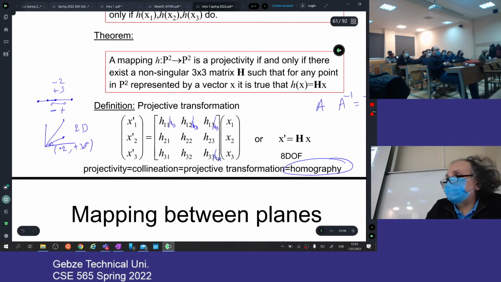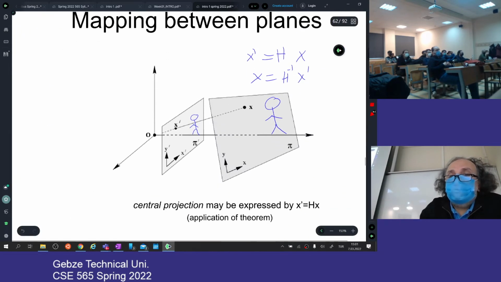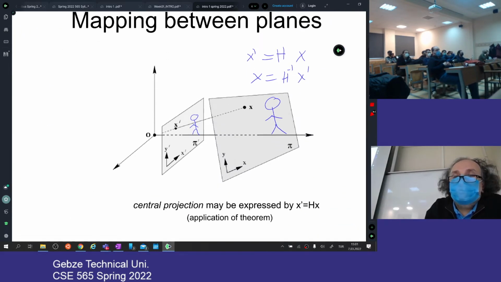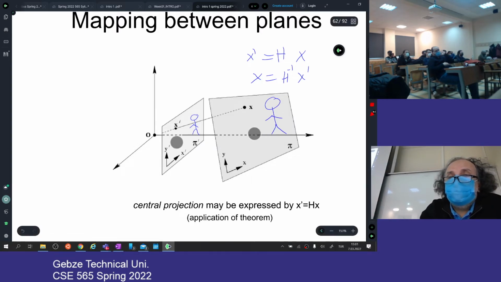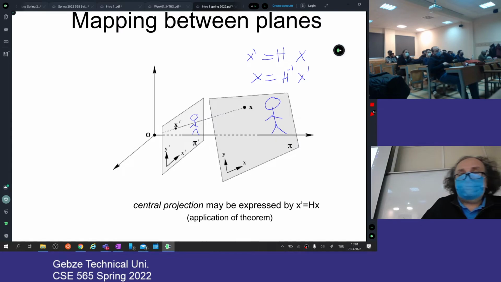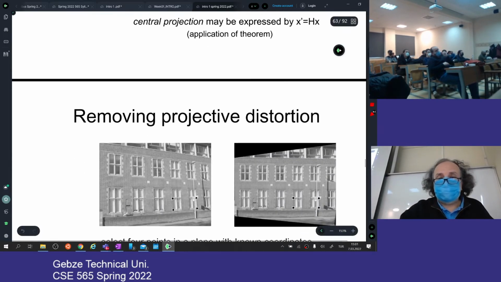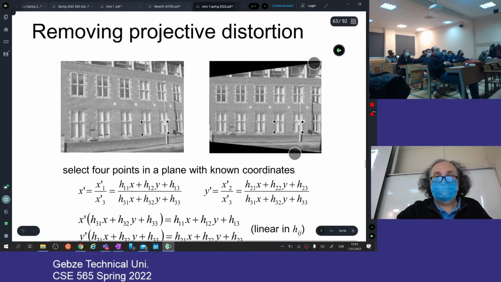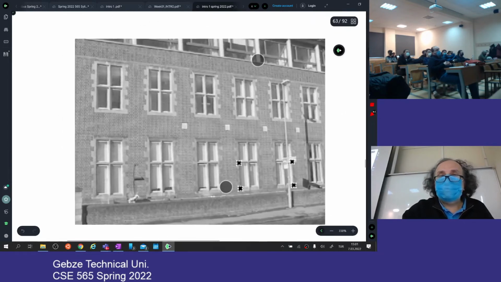Good? And I can define these projectivities between points, like between planes like that. Okay, what else? Okay, so let's look at this picture.